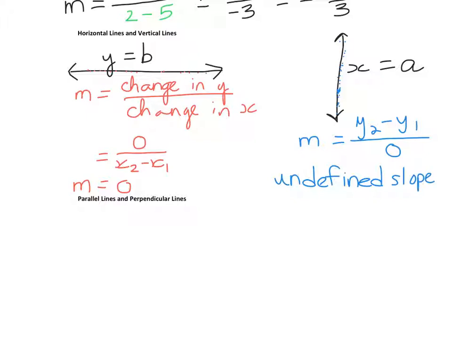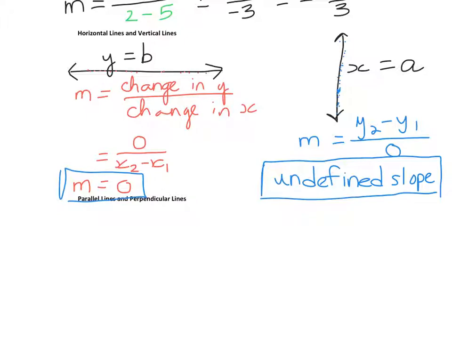All right, and I want to make this clear. If I ask you what the slope of a vertical line is, or what the slope of a horizontal line is, don't ever say no slope, because I don't know what that means. Either say m is 0 or m is undefined.